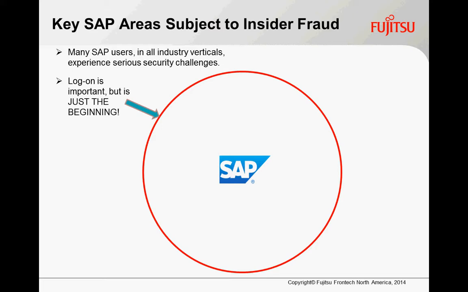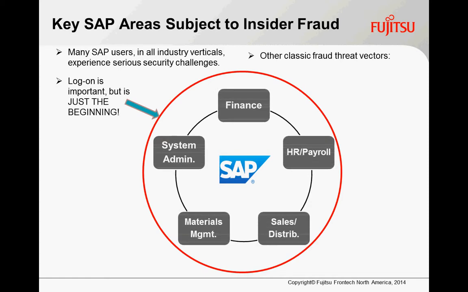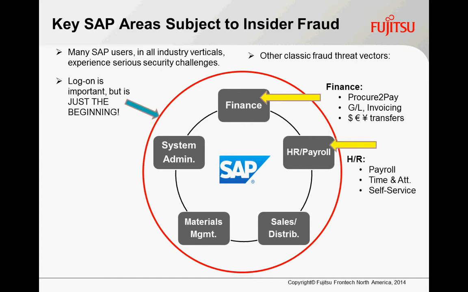That is simply the perimeter and really just the beginning. It's once we're in the system that we have some classic functional areas that are targeted for fraud. For example, in finance, the procure-to-pay cycle is a key target, but also anything related to financial transfers and invoicing. In HR, you might have employees trying to change their credentials or look at information they're not entitled to. You might also have hourly paid workers committing time fraud by arriving late.